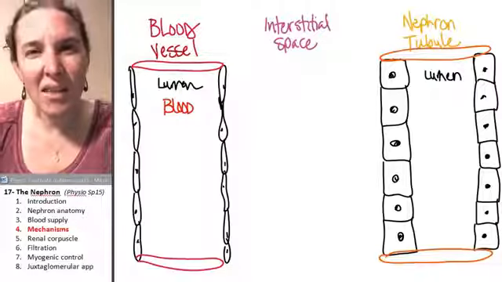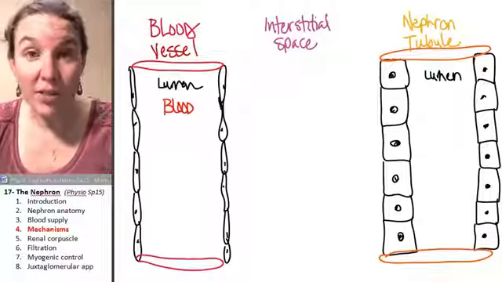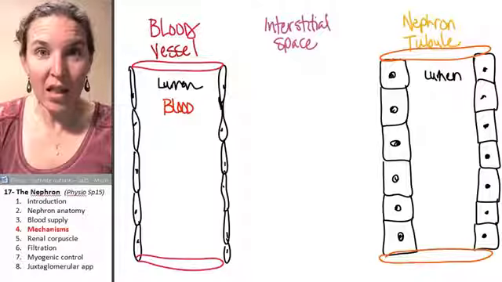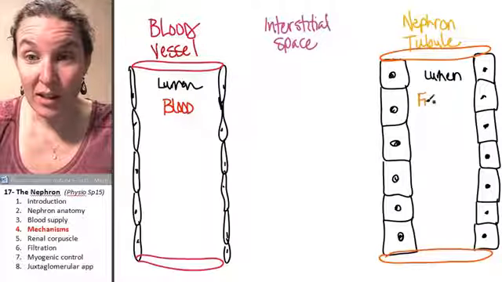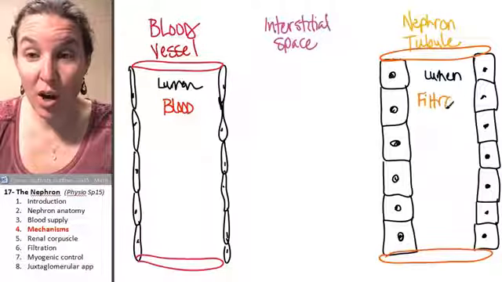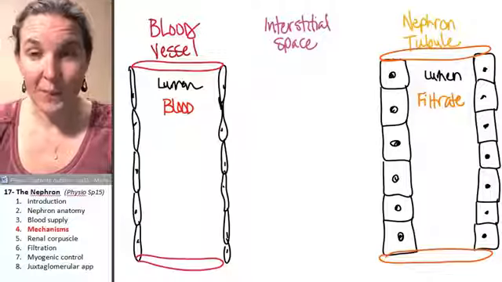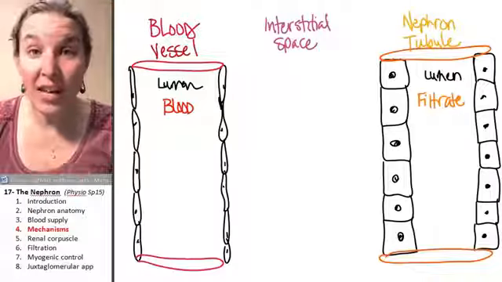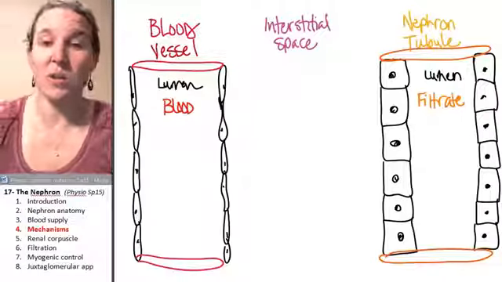What's inside the nephron tubule? It is not urine, and it is not blood. It's called filtrate. You can think of it as pre-P. It's not urine yet. It's filtrate. It's different. We're going to do some stuff to it.